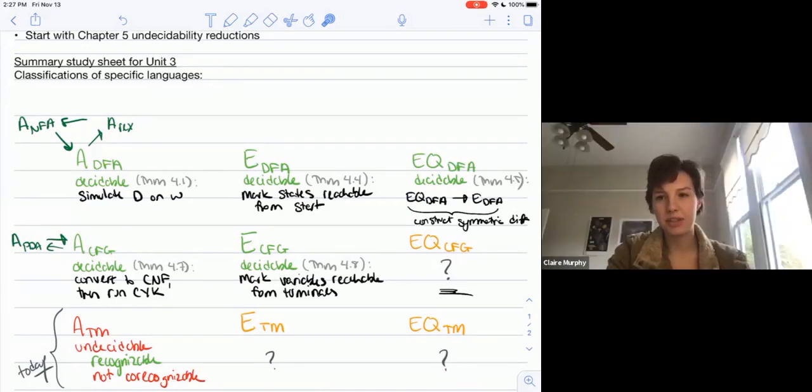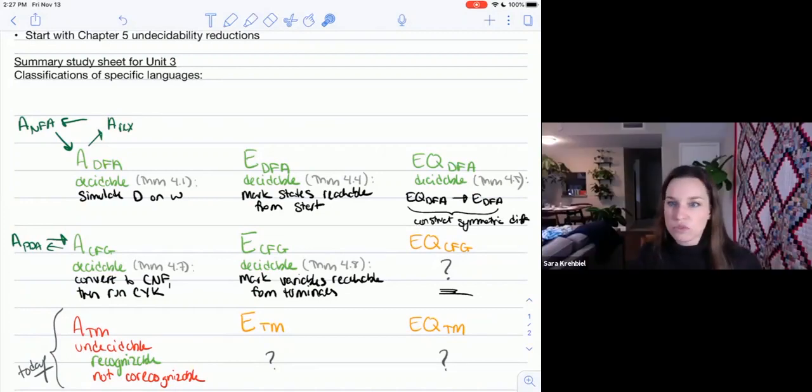Could you remind us what co-recognizable means? Yeah, good. So actually, let's hold that. We'll get to that today. So the idea of co-recognizable is it's the opposite of recognizable. Recognizable is that you can identify yes answers. Co-recognizable is basically that you can identify no answers. But we'll explore that more fully with those results.